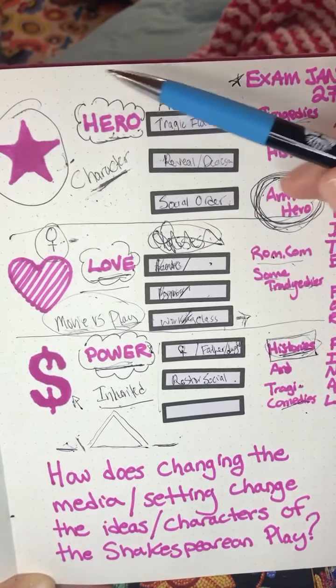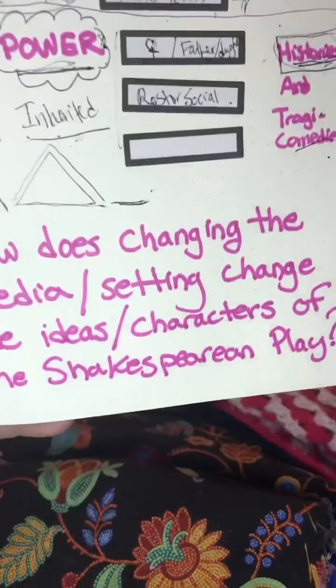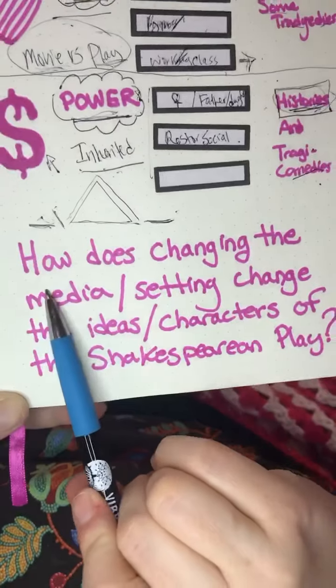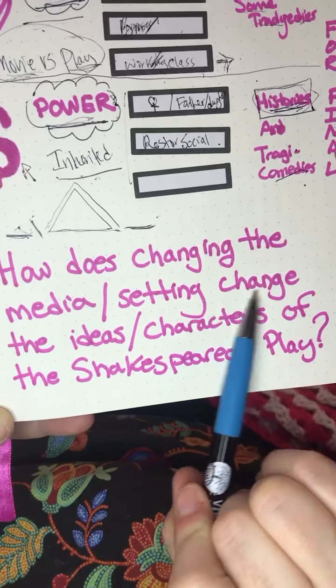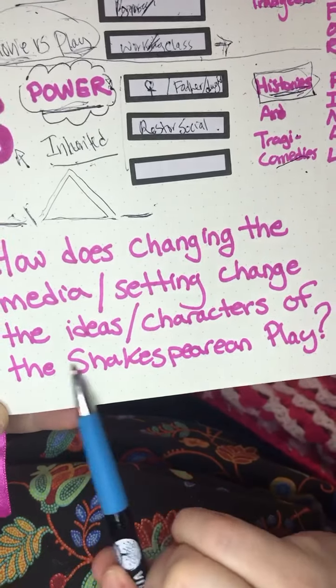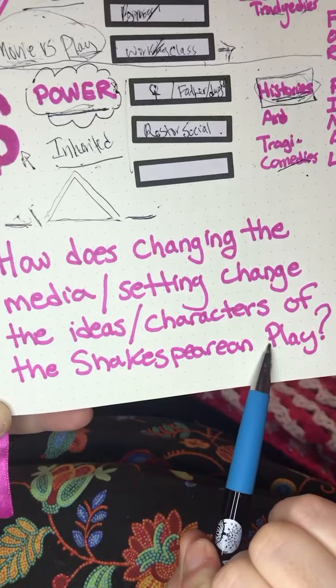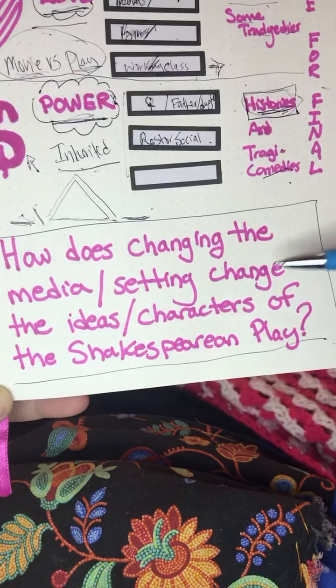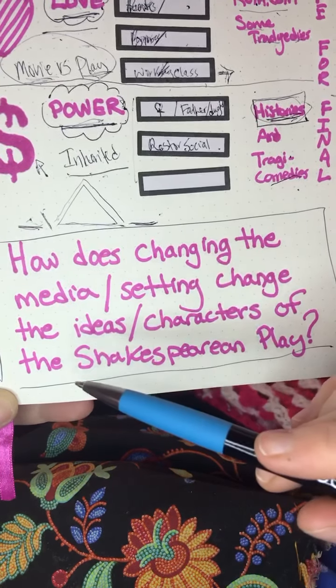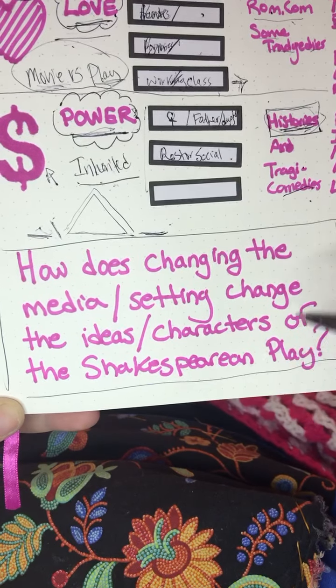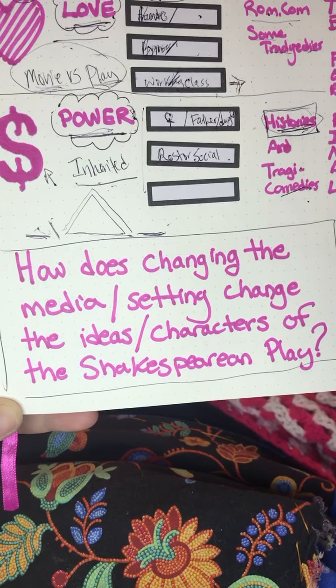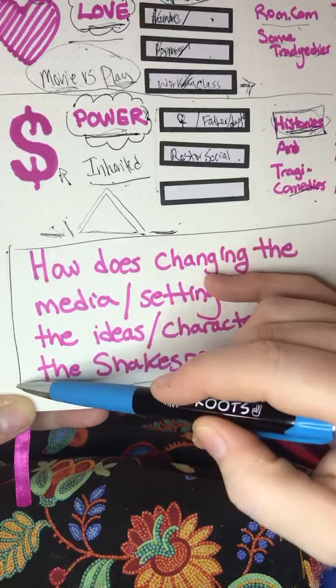So you need to focus on how the change of media or setting changes the ideas or characters of the Shakespearean play you read. This was pretty confusing when I look at it because I'm trying to make a lesson that applies to every single one of your plays, and all these plays are pretty different. So boil it down to this.